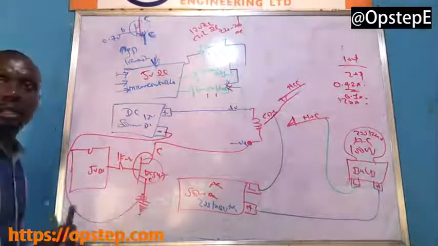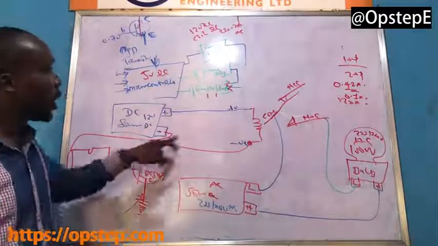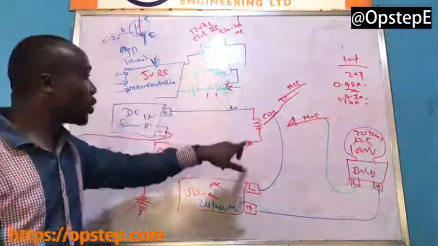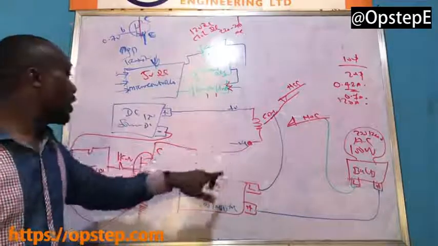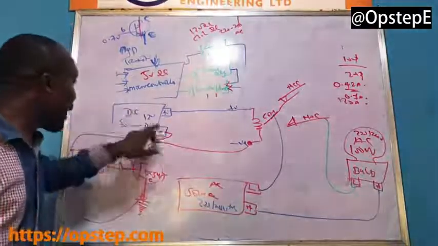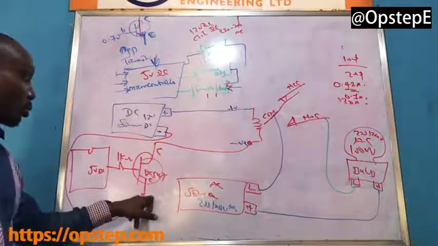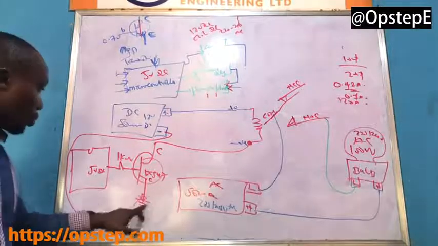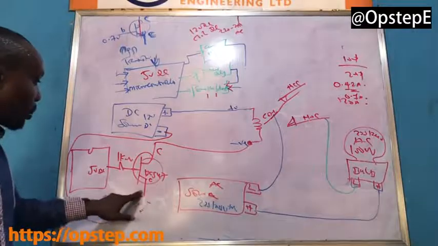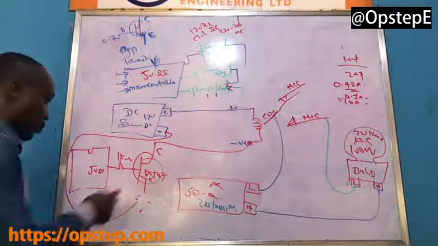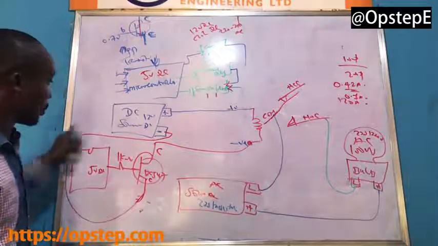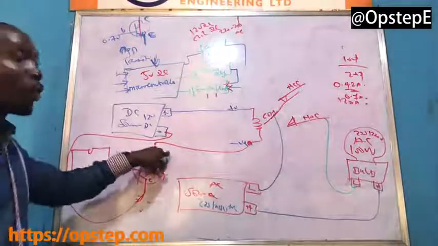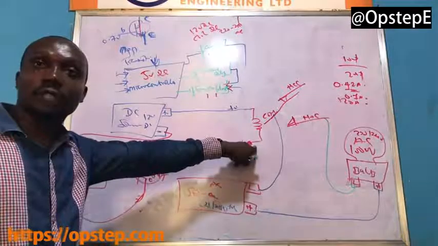Are you with me? Now look at it. The relay already has positive. It is waiting for what? Negative. The negative from my supply is taken to the what? To the emitter of the transistor. Are you following it? Why not to the collector, to the negative side of the relay?